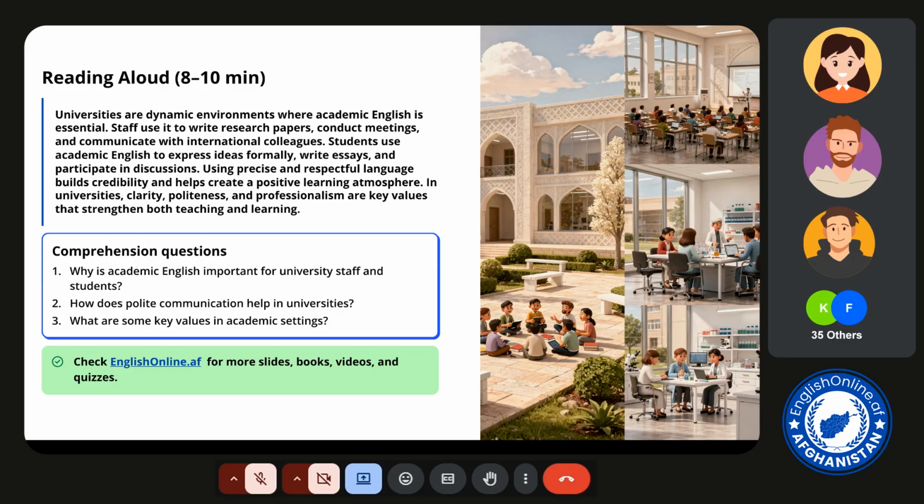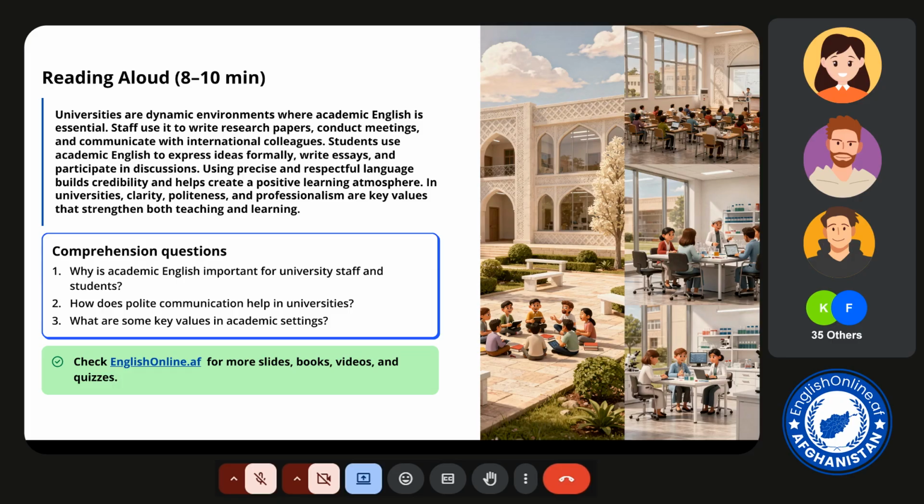Universities are dynamic environments where academic English is essential. Staff use it to write research paper, conduct meeting, and communicate with international colleagues. Students use academic English to express ideas formally, write essay, and participate in discussion. Using precious and respectful language build credibility and helps create a positive learning atmosphere. In universities, clarity and professionalism are key values that strengthen both teaching and learning.